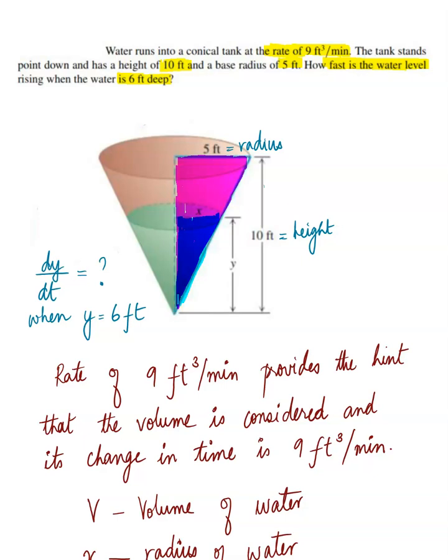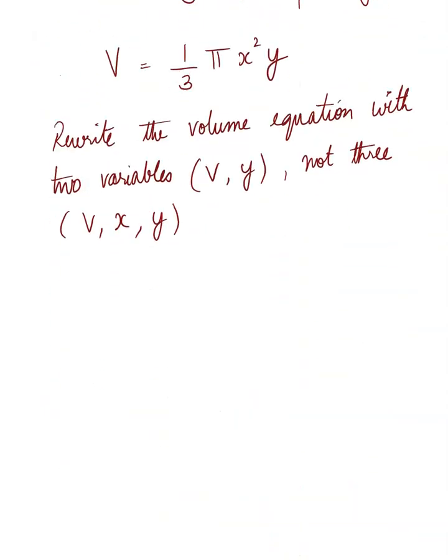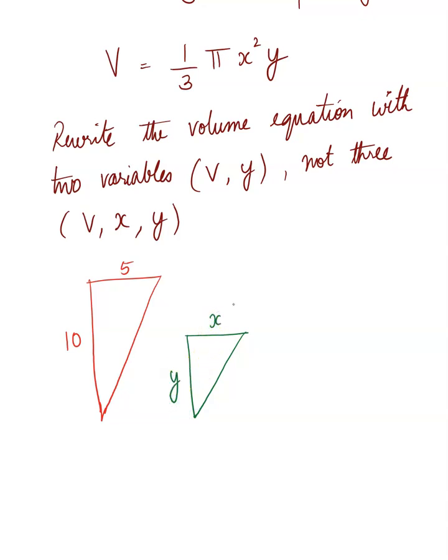What does geometry tell us? It tells us that from the tank and the water level, we can build two similar triangles. They share the same angle, isn't it? So I want to come down here and help us build that. I'll use red for the tank, and we saw that the height was 10 and the radius was 5. And I'll use green for the water level. The height was y and the radius was x.